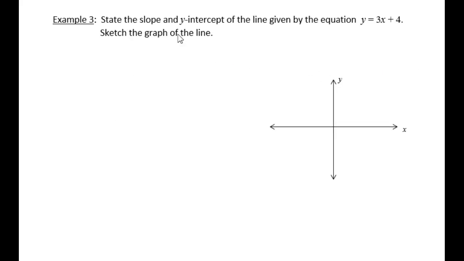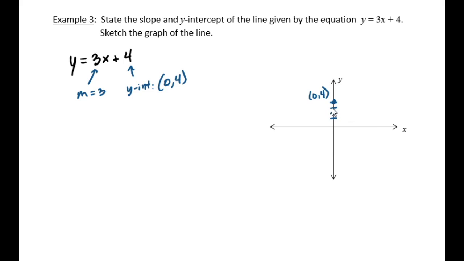In this example, we're going to find the slope and the y-intercept of this line and sketch the graph of the line. This line is already in slope-intercept form, so we can see that we have a slope of 3 and a y-intercept of 4, or 0, 4. So we have one ordered pair for this line, and we just need a second one in order to sketch the graph. Let's go ahead and plot this point first. Here's our y-intercept. Now we'll use the slope of the line to find a second ordered pair. When the slope is a whole number, or a decimal, we can write that with a denominator of 1.